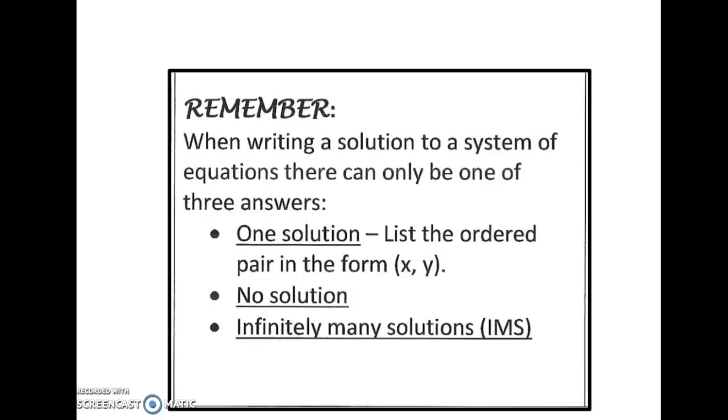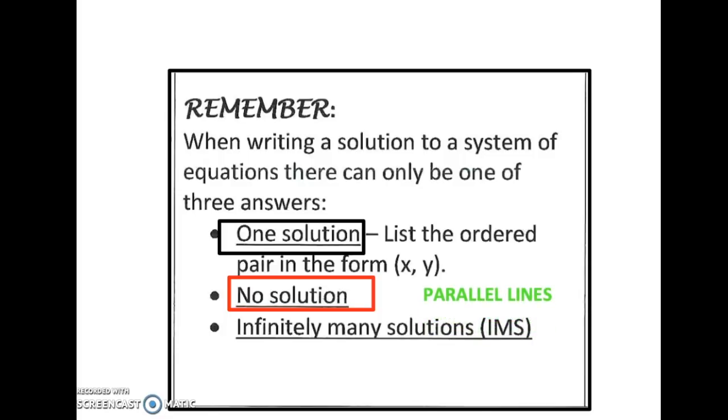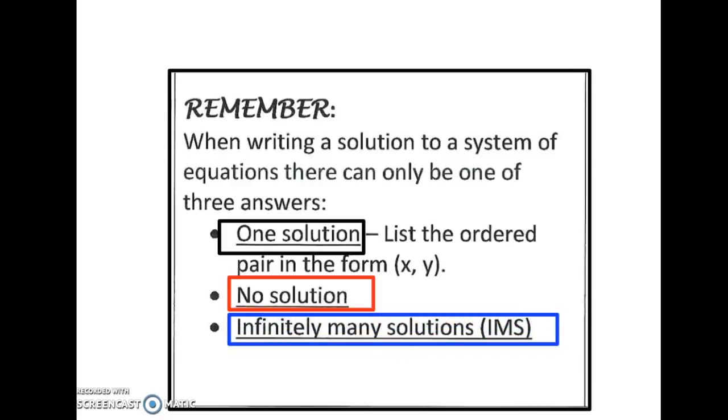Some important points to remember when we're writing a solution for our system. There can only be one of three answers. One solution, that's where you're going to have your ordered pair, your x and your y. No solution will give you parallel lines. Infinitely many solutions would give you the same line. Let's take a look at some examples.